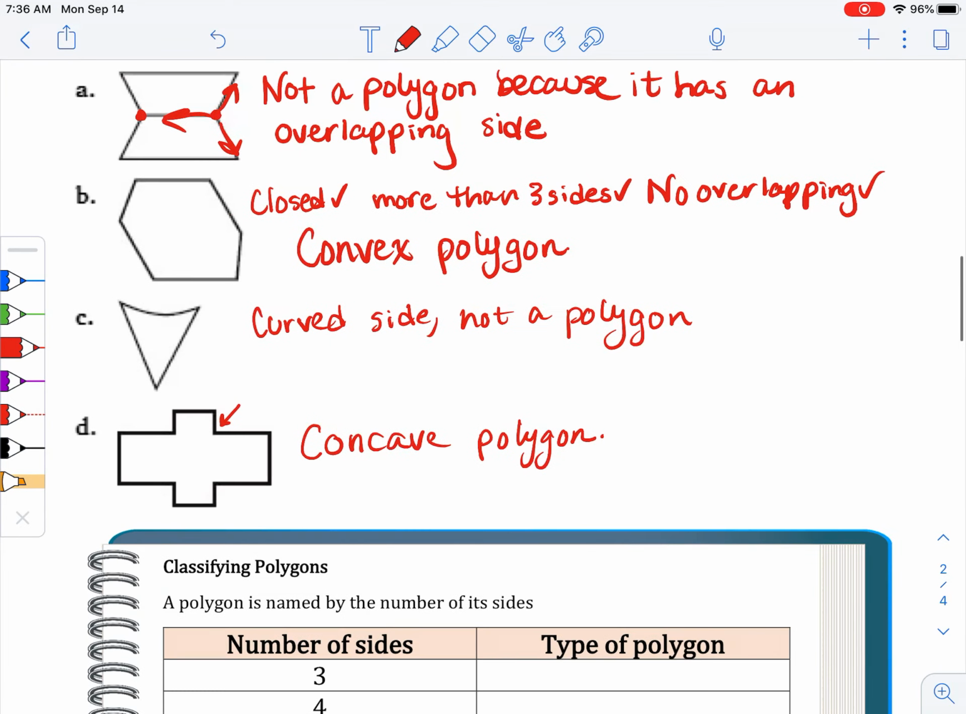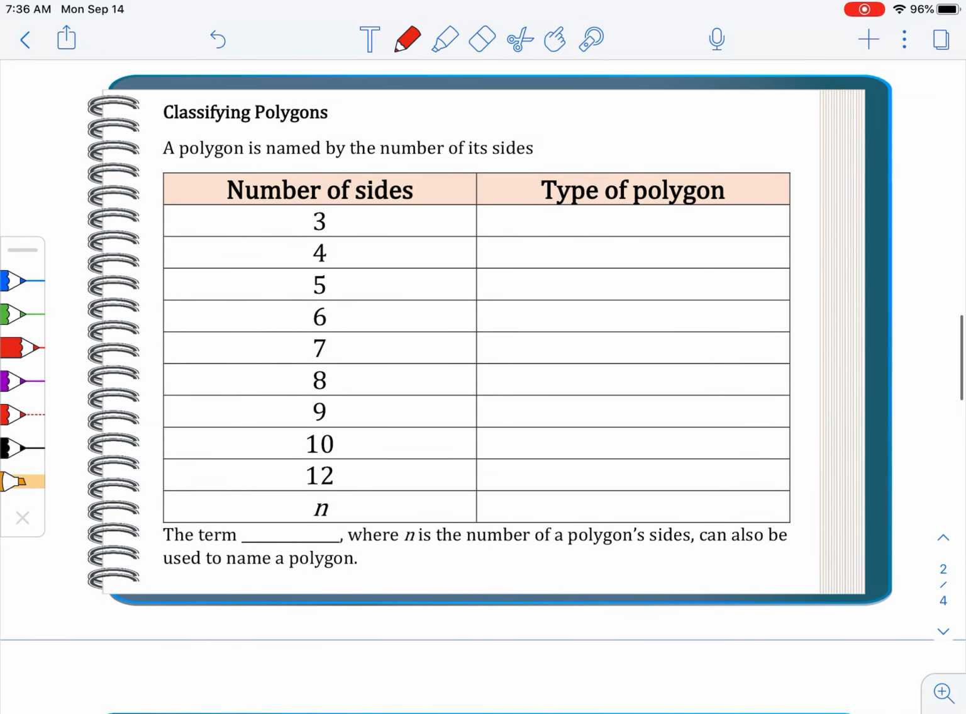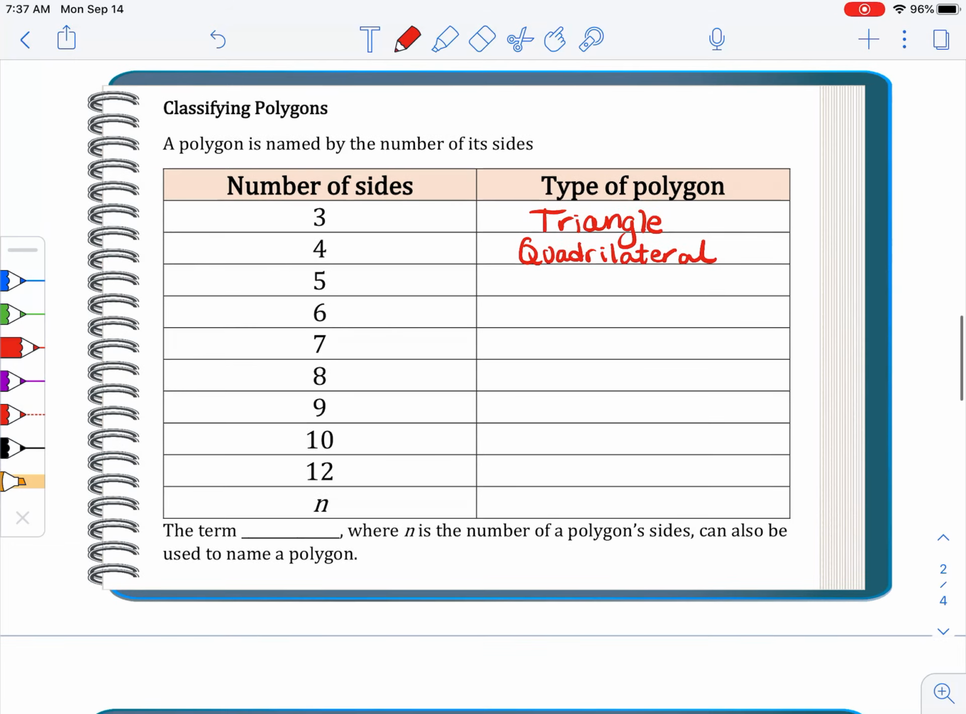All right, so we can classify these polygons as concave or convex, but we can also describe them based on their number of sides. So you'll know a couple of these. Number of sides, the type of polygon: if it has 3 sides, it's a triangle. 4 sides is a quadrilateral. You can think a quad has 4 wheels. Quadrilateral. 5 sides is a pentagon. Think of the Pentagon in Washington, D.C., 5 branches of the military.